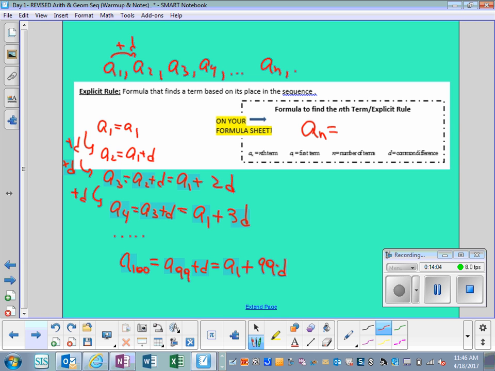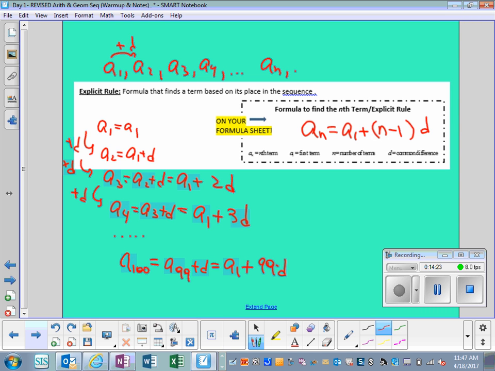I start with A1 and add D how many times? N or less? If my N is 100, I'm adding 99 Ds. So N minus 1. This is the formula that you need to get very familiar with.